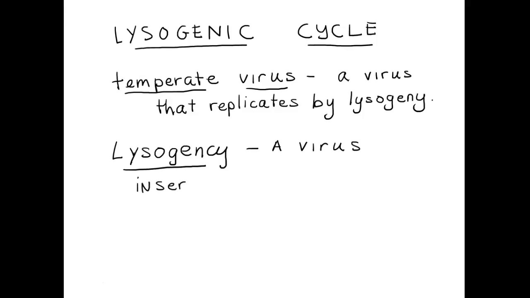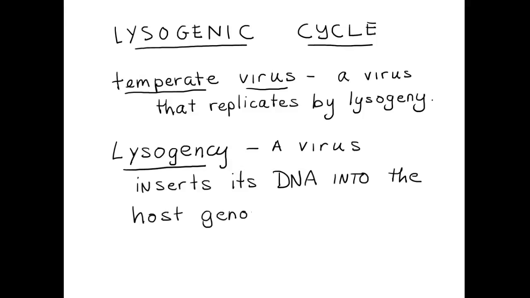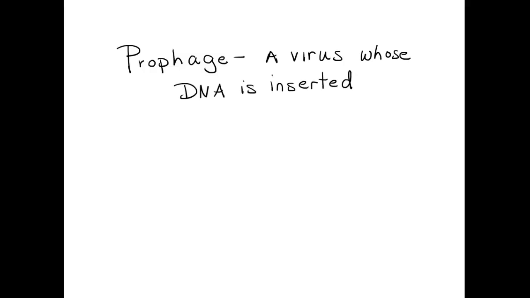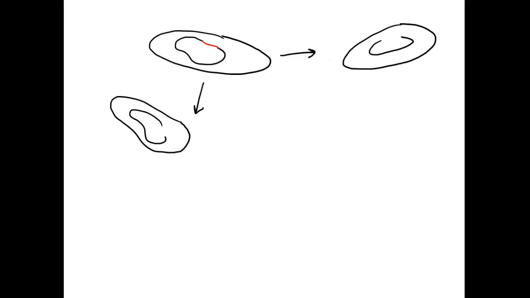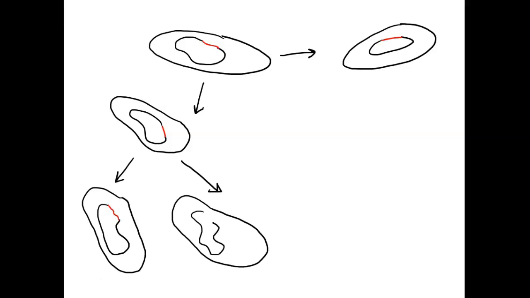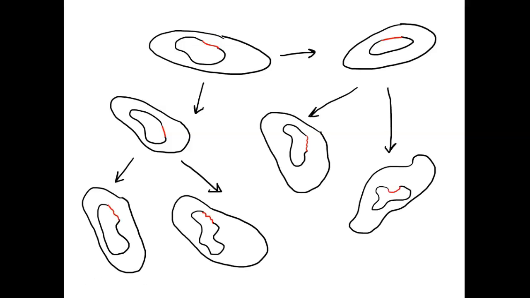Okay, so it inserts itself into the host genome, or the host DNA, and then basically stays there until the host replicates. A prophage is a virus that has inserted its DNA into the host DNA and has basically become part of the host DNA, shown in this picture here. And then when the host cell divides, it replicates the viral DNA along with the host cell's DNA.